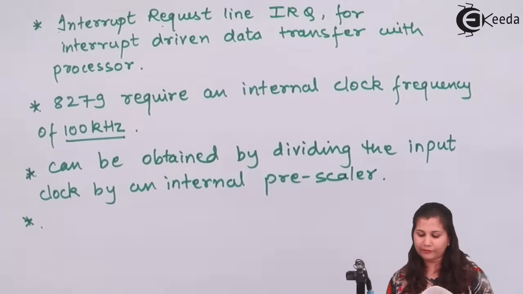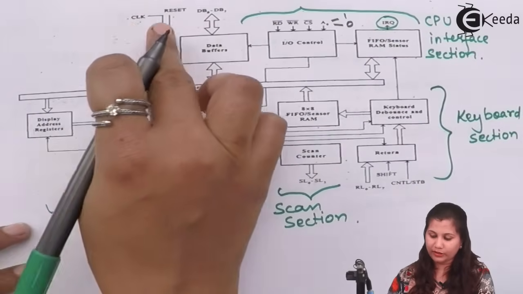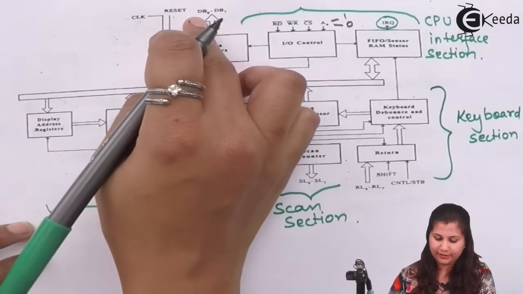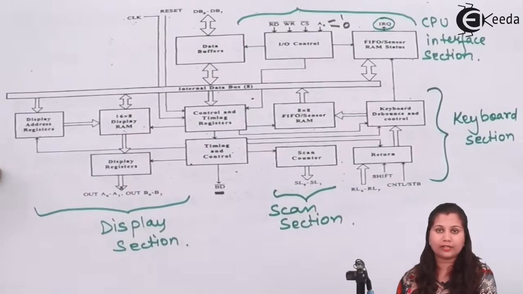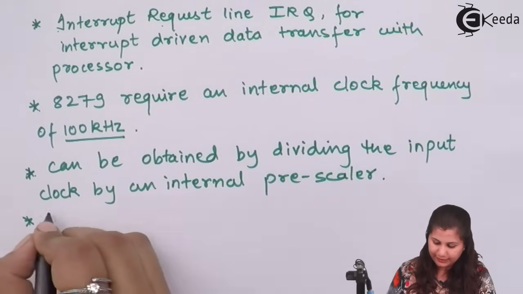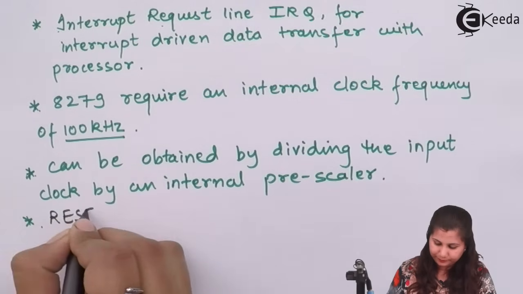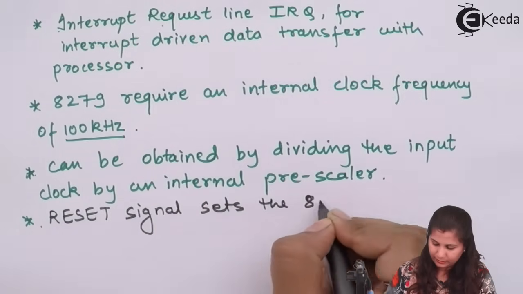Now we also have two more signals: clock, whose frequency we have studied, and then the reset signal. This reset signal is used to reset or clear the contents of the control registers. So we can say here that the reset signal sets the 8279.